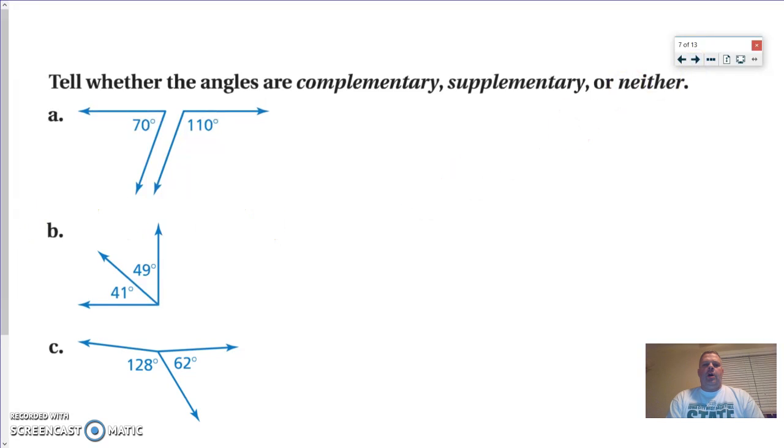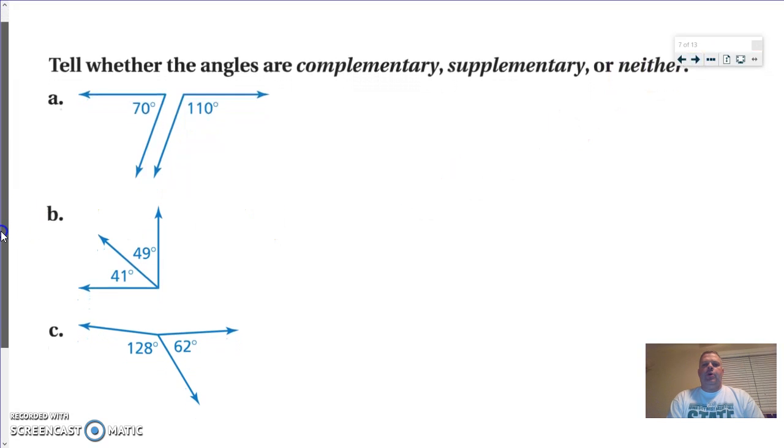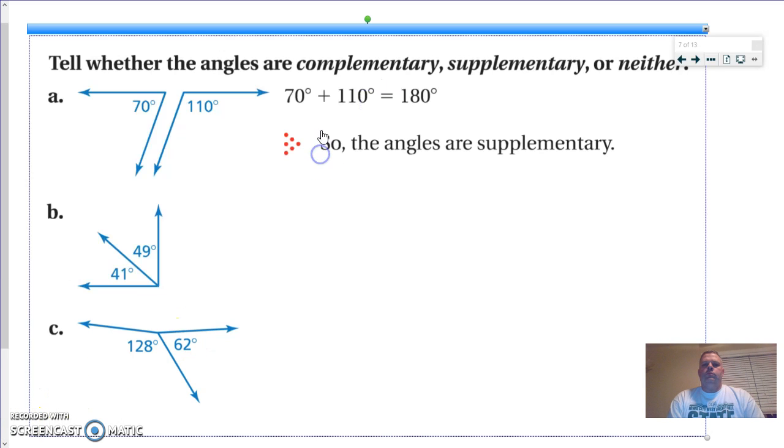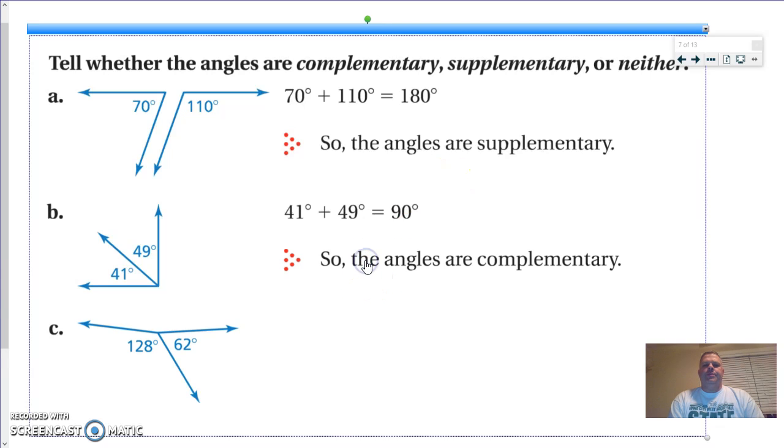Tell whether these are complementary, supplementary, or neither. In the first one, when I add 110 plus 70, I get 180. Therefore, this is a supplementary angle. In example 2, 41 plus 49 gives us 90. Therefore, they are complementary angles.